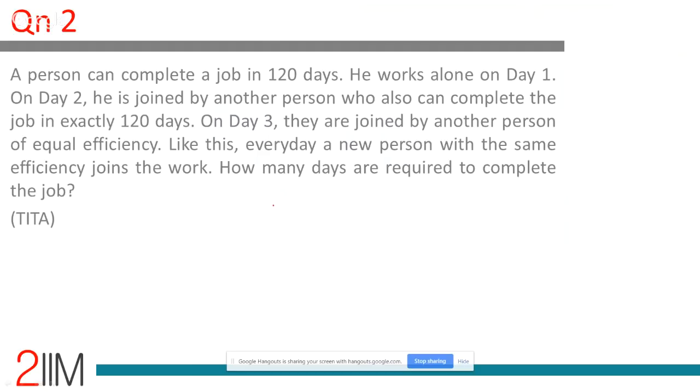I'm going to do it slightly differently. First day, one guy. Second day, two guys. Third day, three guys. Four, five, six, and so on. And this total has to add up to 120. So this is one man day. This is two man days. Three man days. Four man days. Five man days, and so on. Totally, we need to have 120 man days. Thankfully, they're all of equal efficiency.